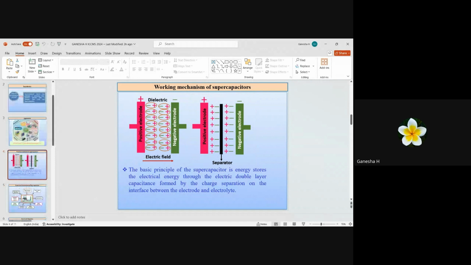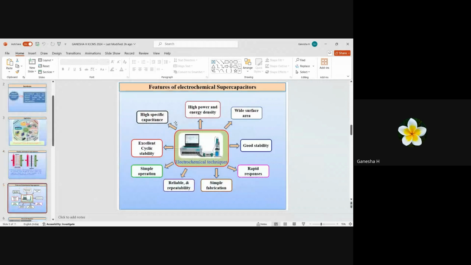Features of electrochemical devices. Electrochemical techniques are used because of their advantages: high power, energy density, wide surface area, and good stability. They provide rapid response, simple fabrication, and excellent cyclic stability for supercapacitor energy storage. These are the advantages and features of the electrochemical supercapacitor technique.